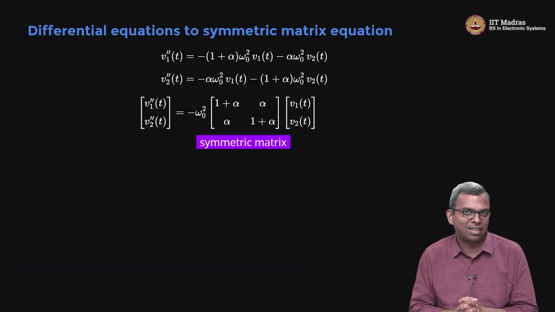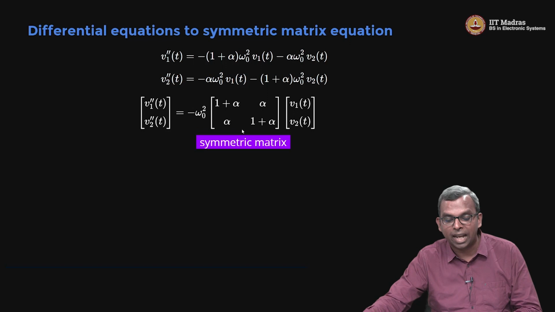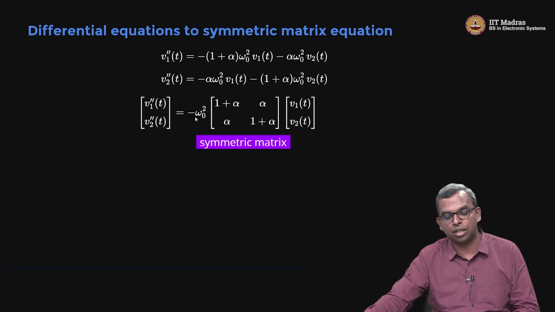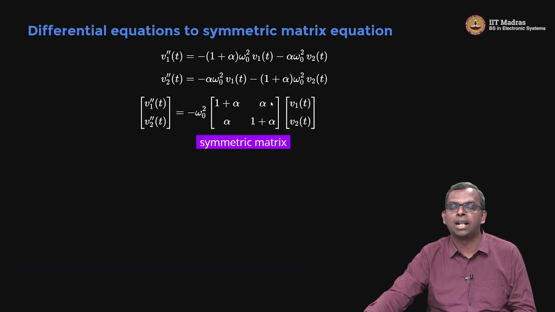Suddenly the symmetric matrix enters the picture. So once I have a symmetric matrix, I can think of diagonalization, orthonormal diagonalization. When I do orthonormal diagonalization, maybe I will get rid of these coupling terms alpha. These coupling alpha terms were the ones preventing me from using the direct solution. But if I can get rid of them by orthonormal diagonalization, then I am in the game. I can try to solve this problem.